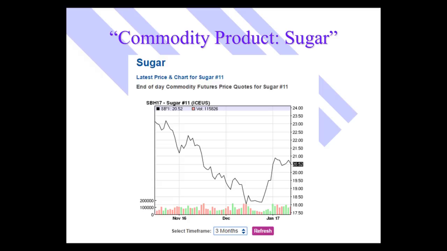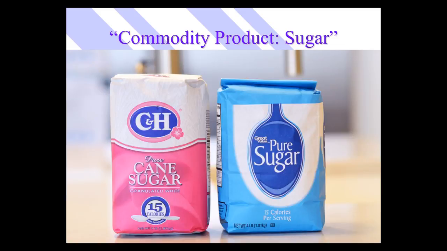Well, that's not the sugar that you buy in the store. When you go into the store to buy sugar, you're going to buy something like C&H, the 4-pound bag, or Great Value, the 4-pound bag. Notice how virtually identical these products are. They both come in the exact same type of bag. They're both 4 pounds. They both note that they're pure sugar on the front. They both note that they're 15 calories per serving on the front. These are not very differentiated.